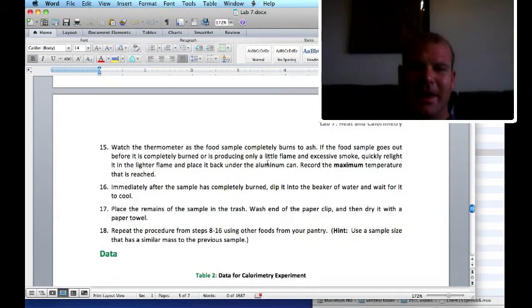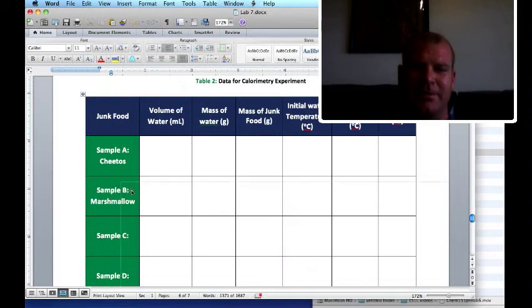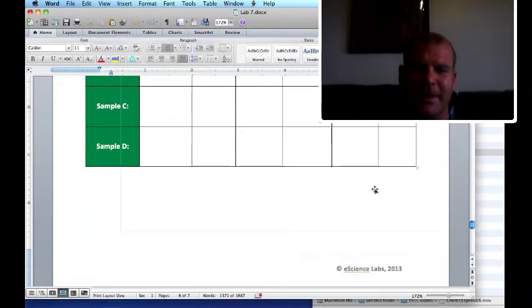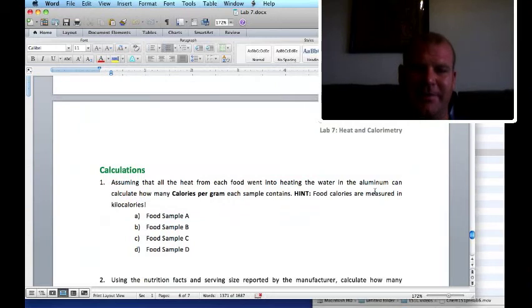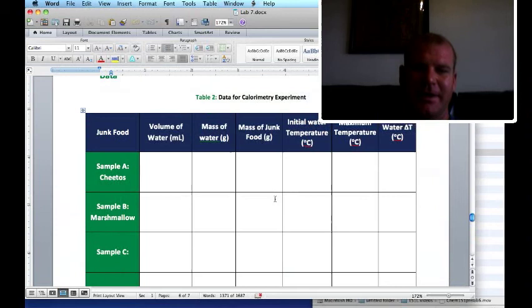So don't do that. And then basically you watch the thermometer and you look at the maximum temperature. So look at the maximum temperature that it goes, and then you let it cool, and then you let it sit. So then you have your samples and your other things you're doing at home, and you weigh it and record the initial and final water temperature, and from this you can get the amount of calories. So calories per gram. So the heat, initial, final, delta T.